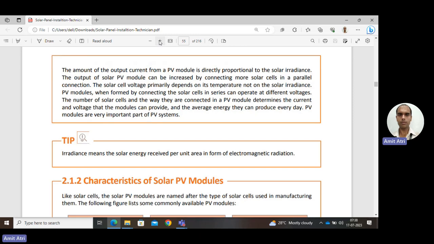PV modules, when formed by connecting solar cells in series, can operate at different voltages. So to increase the voltage, we use series combination. The number of solar cells and the way they are connected in a PV module determine the current and voltage that the module can provide. How many solar cells we have connected in series determines the voltage. Then how many modules are connected in parallel determines the current. So we make a series and parallel combination to achieve our desired voltage and current requirement.